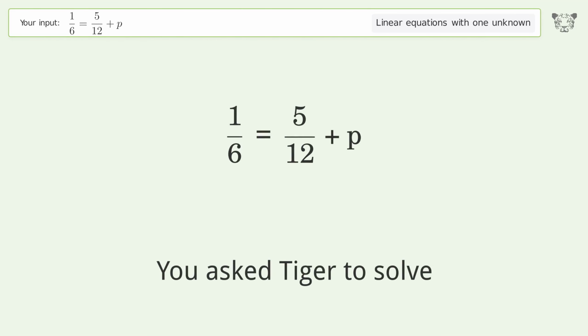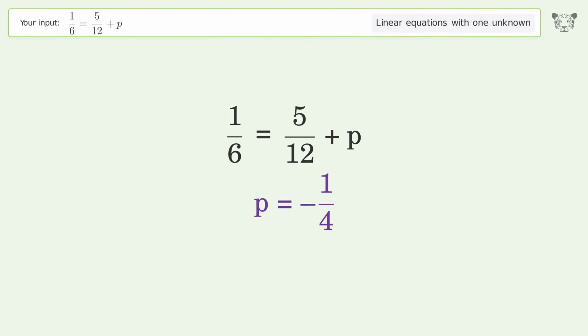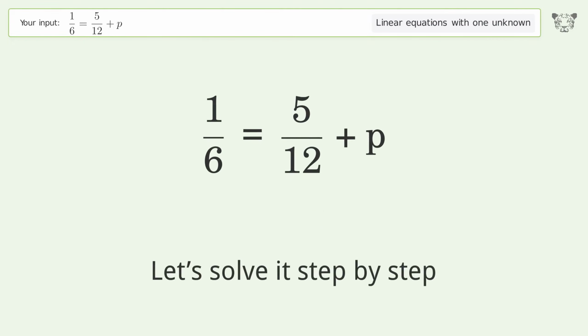You ask Tiger to solve. This deals with linear equations with one unknown. The final result is p equals -1/4. Let's solve it step by step.